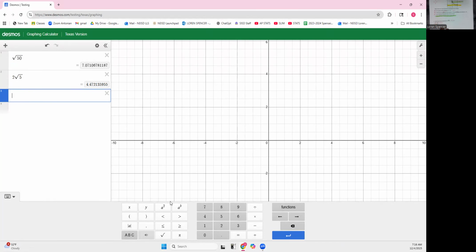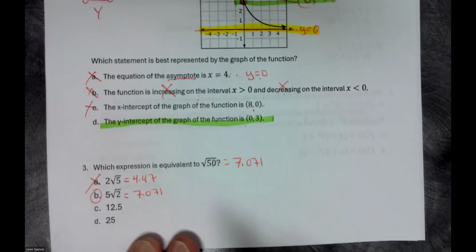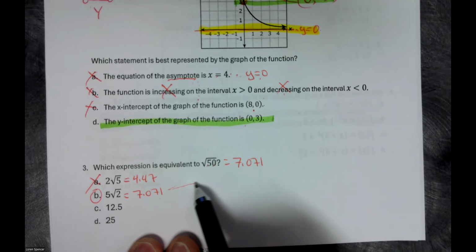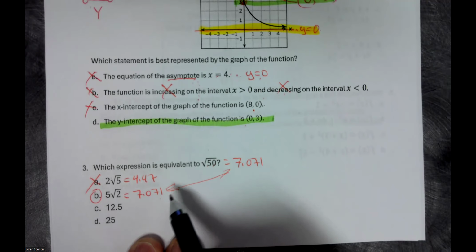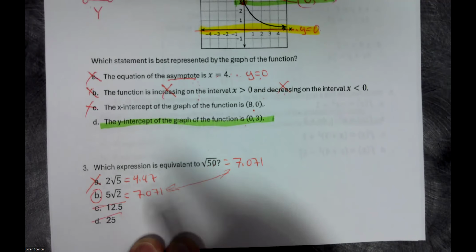So then I'm going to try B. Get rid of A and I'll try B. In B, I go 5, and then I'll press the square root of 2. And now I get 7.071. And that is the answer we were looking for. So our answer choice for number 3 is B. All right, so 7.071, these two match. That's our answer. We're done with 3.